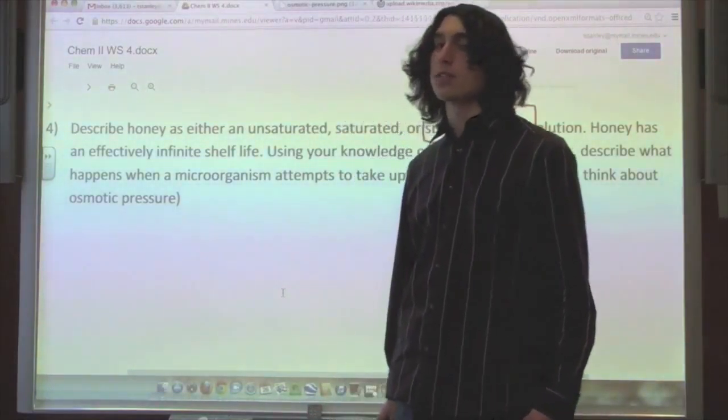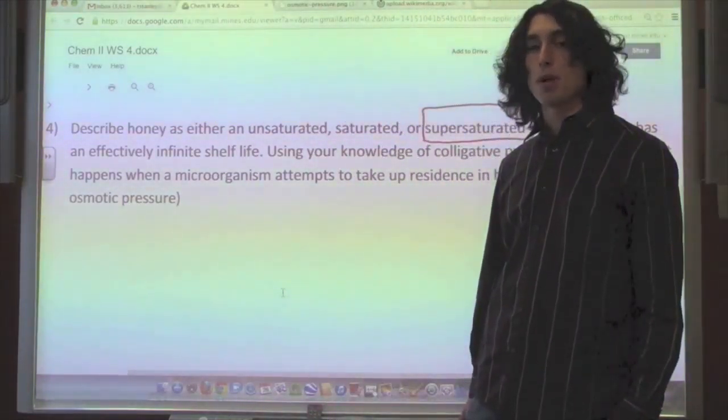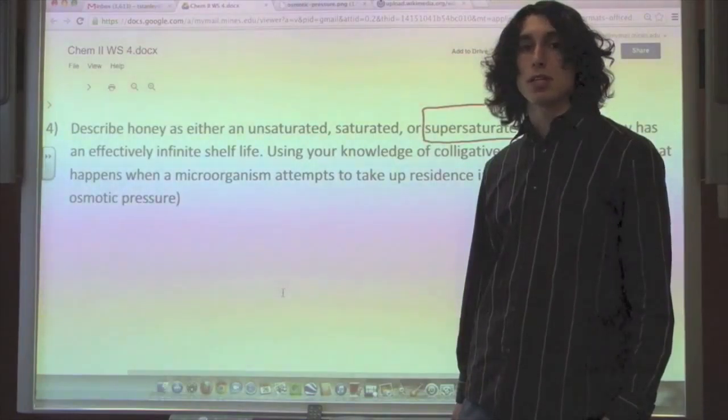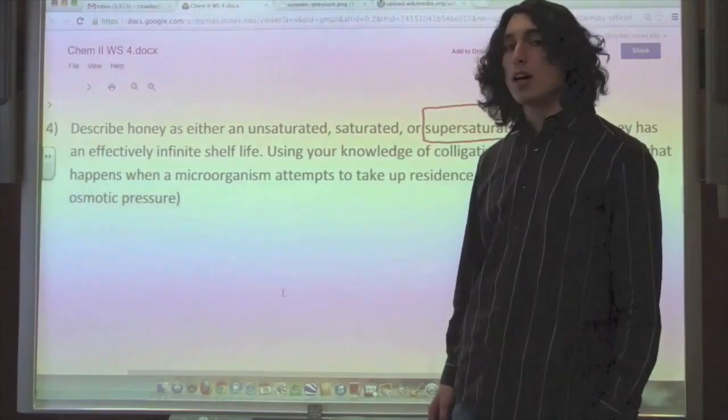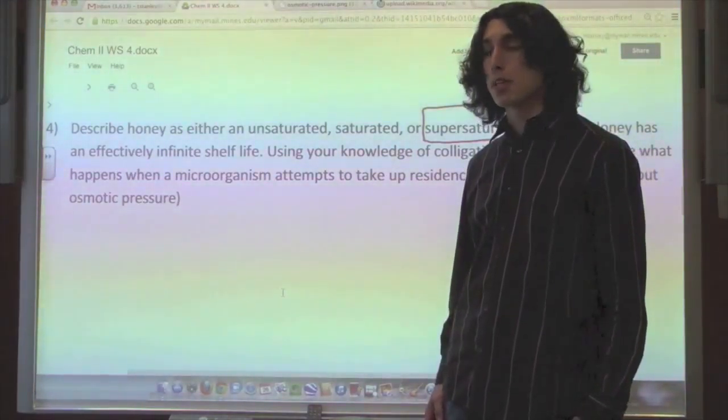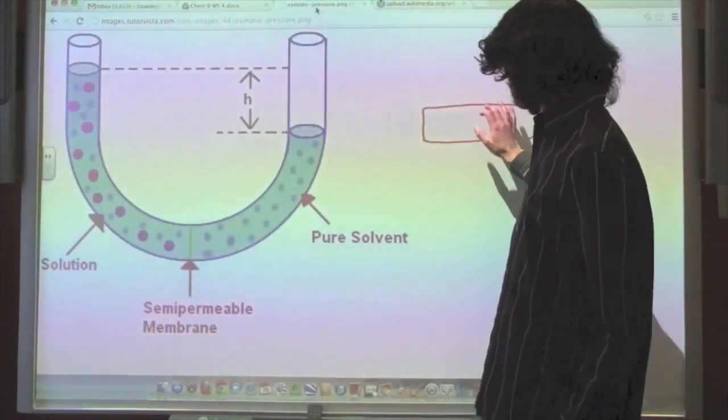The next part of the question asks you to consider what would happen to an organism that tries to live in honey, say a bacteria, for example. Osmotic pressure is the important piece here. So let's consider osmotic pressure.